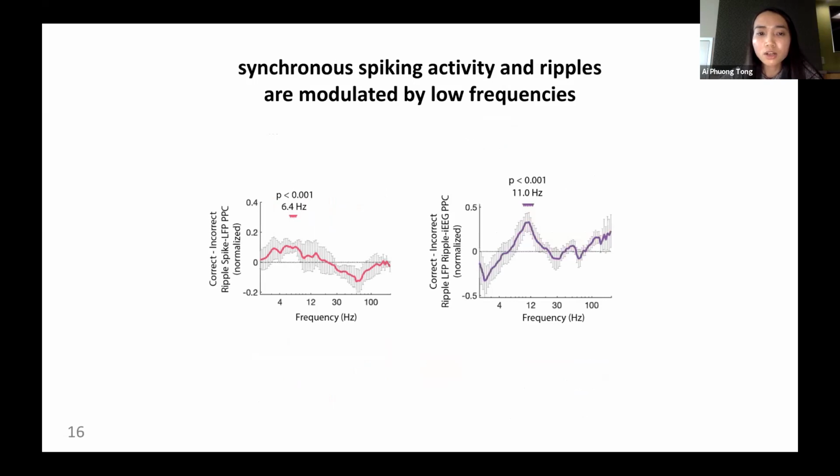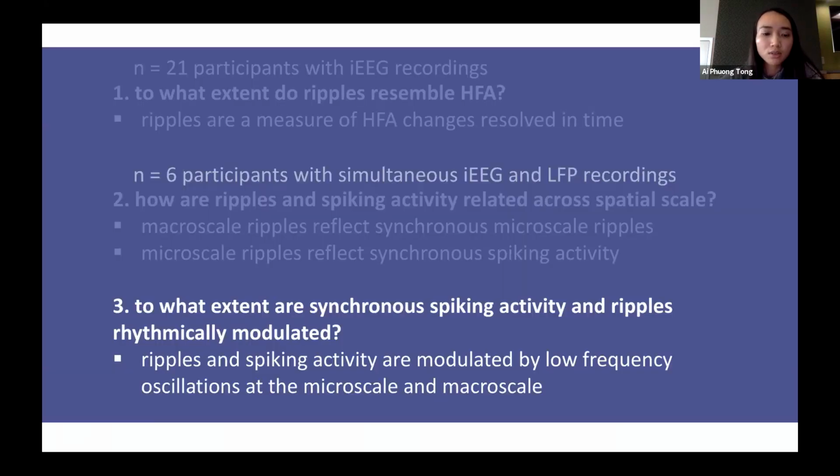Further, we wanted to know about synchronous spiking activity and ripples, so events that occurred coincident with ripples, how was this activity modulated? Again, we computed the pairwise phase consistency for these events during ripples, and we found that they were modulated by low frequencies at 6 and 11 Hertz. So altogether, this suggests that both ripples and spiking activity across spatial scale are modulated by low frequency oscillations.